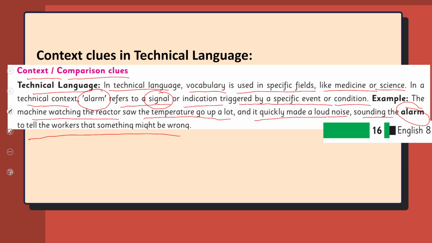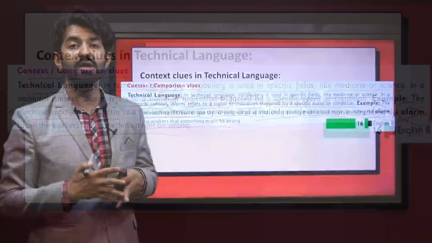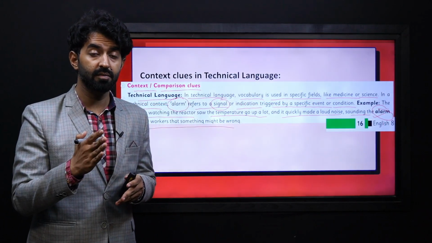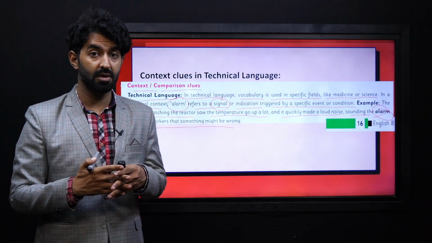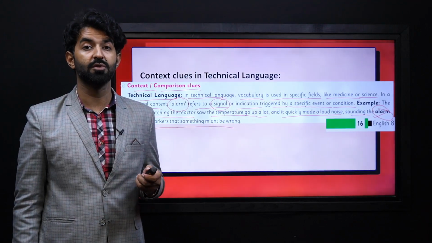Now here the technical language used and the word is alarm. Now we know that in technical context, the alarm refers to a signal, that the alarm is actually not like the alarm clock, it is more like a signal. So by reading this example, you can easily know that the alarm, the word used here, is used as a signal for letting the workers know that there might be something wrong.